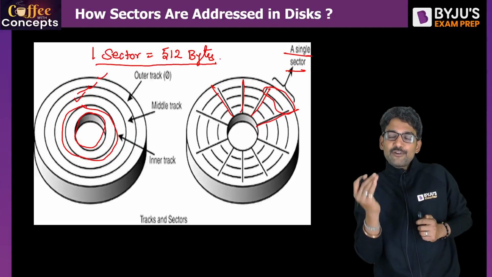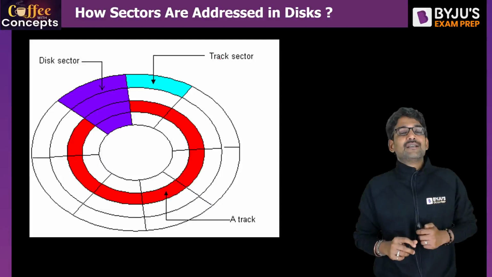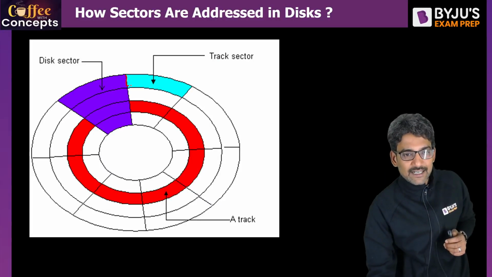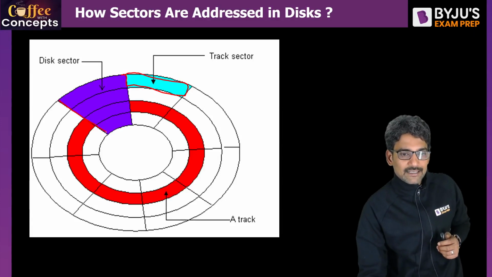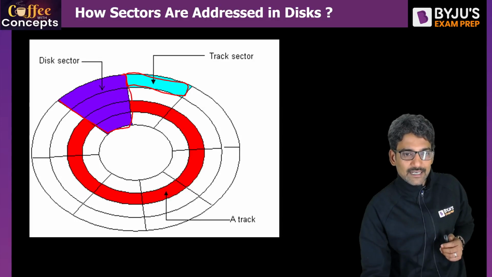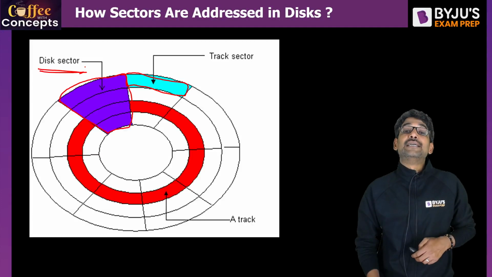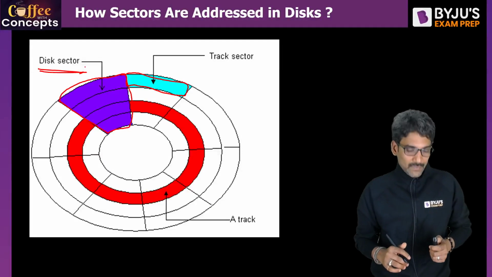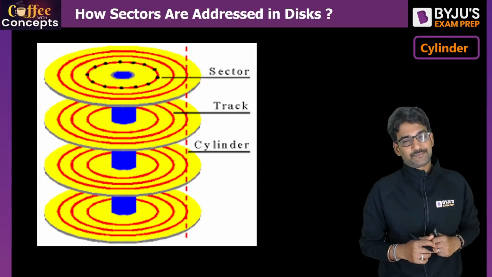Before we understand what that address is and how it would be, you can see that for every track there is a sector. This is called a track sector, and one sector from every track is what you call a disk sector. Now let us understand the concept of cylinder.